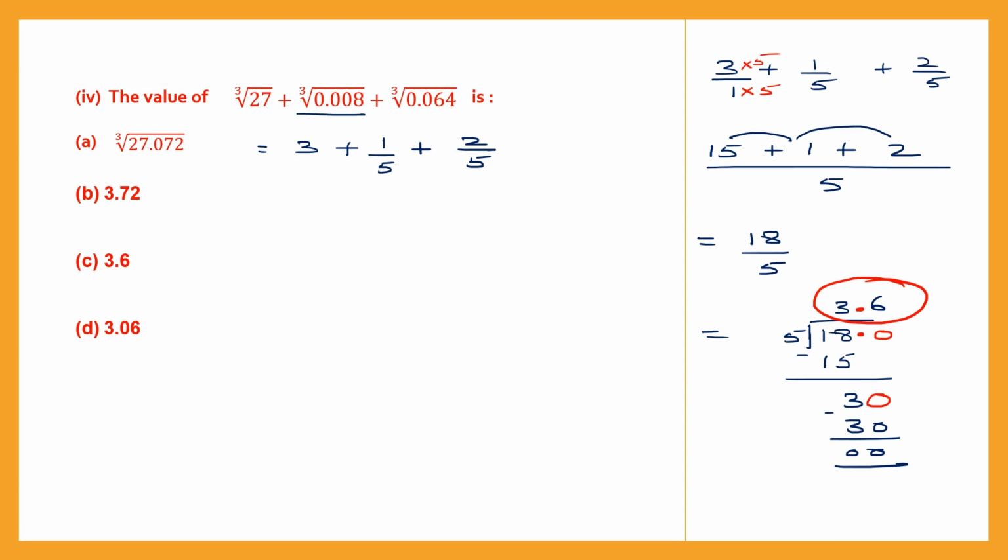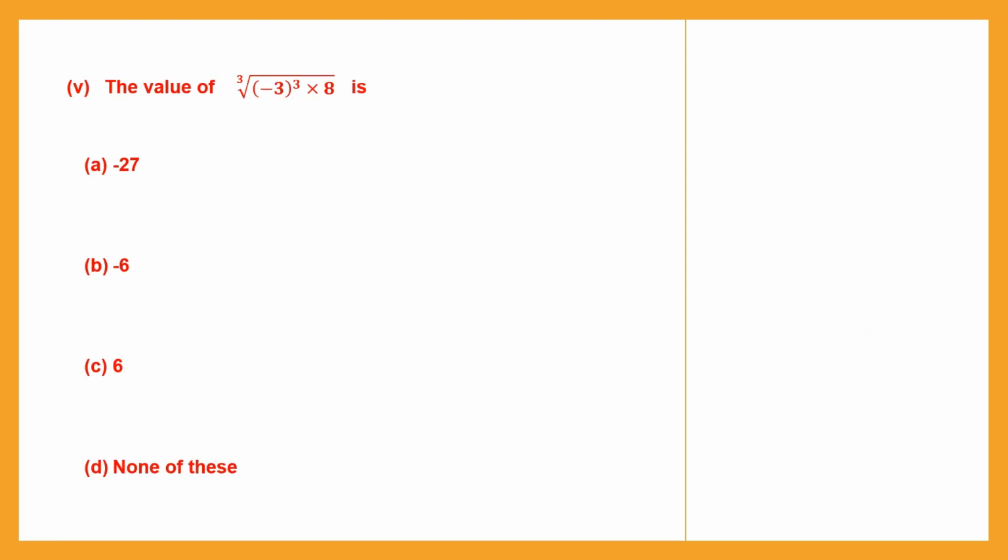So here let's write 3.6 and let's look out for the option which says 3.6, that is option C. So our answer is option C, 3.6.